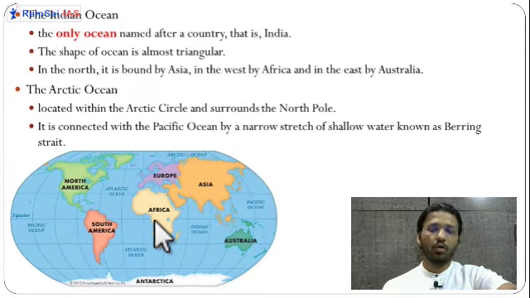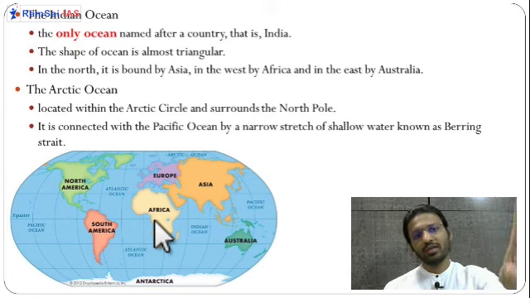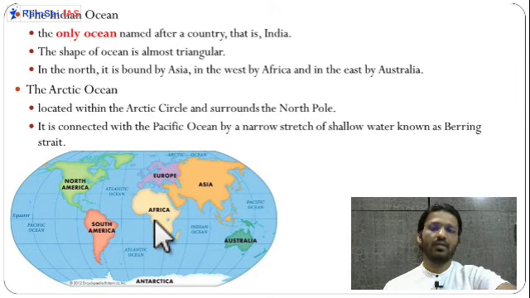The next important ocean is the Indian Ocean. Now it is the only ocean which has been named after a country. India is the country, and the world has accepted the name Indian Ocean after the name of the country.